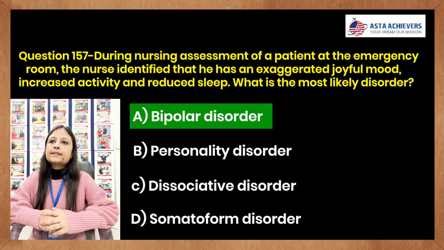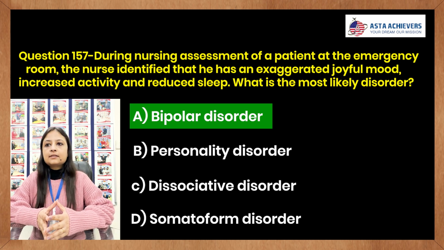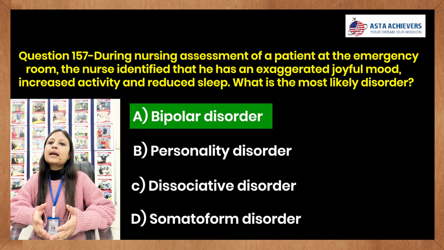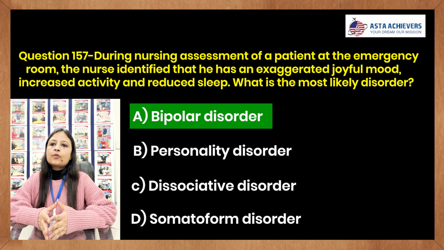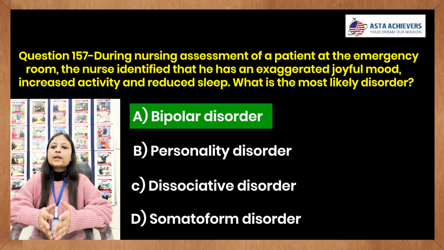Question number 157. During nursing assessment of a patient at the emergency room, the nurse identified that he has an elevated, joyful mood, increased activity and reduced sleep. So what is the most likely disorder? Option A, bipolar. Option B, personality. Option C, dissociative. And option D, somatoform. So option A, bipolar, is the correct answer, because bipolar disorder is a mental health condition causing extreme mood swings from emotional highs and lows and affecting the energy, activity and focus.